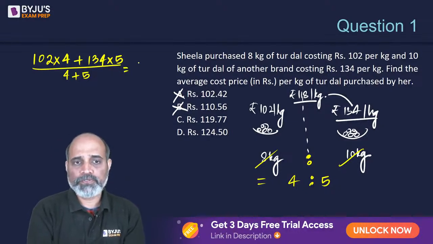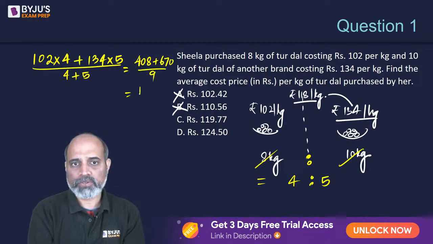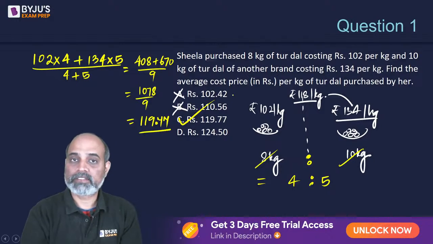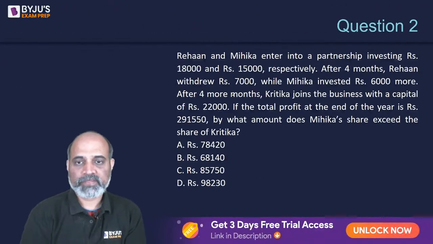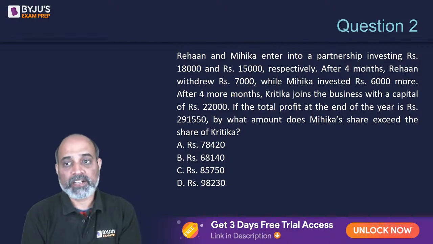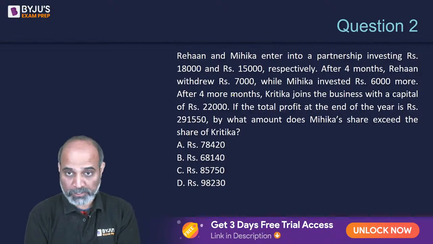So 102 into 4 is 408, and 134 into 5 is going to be 670, divided by 9. So this is going to be 1078 by 9. This is going to be 118.9, 9.77. So C is our answer, right?